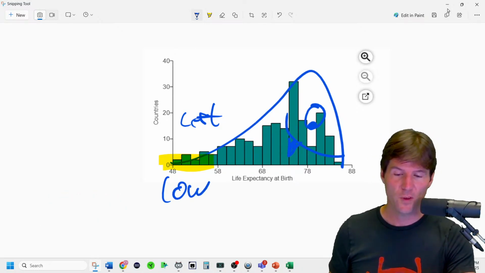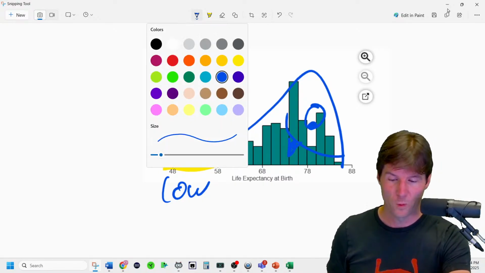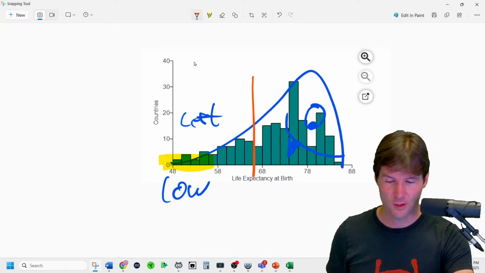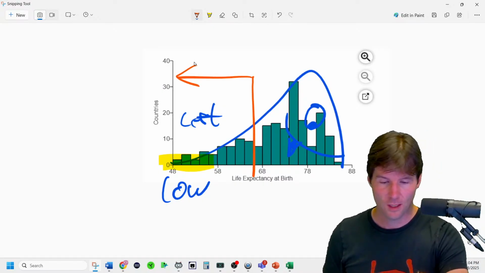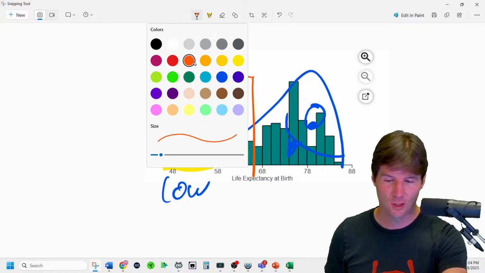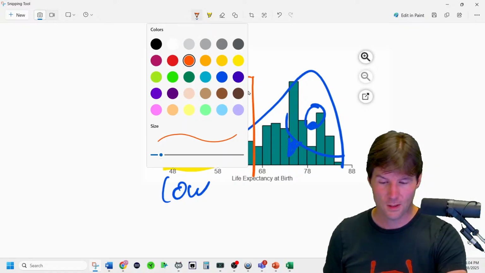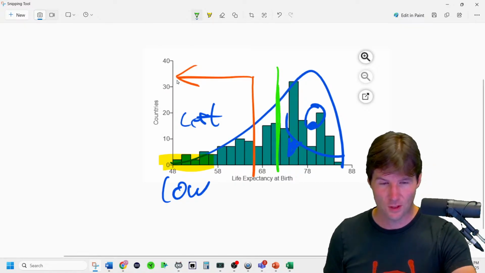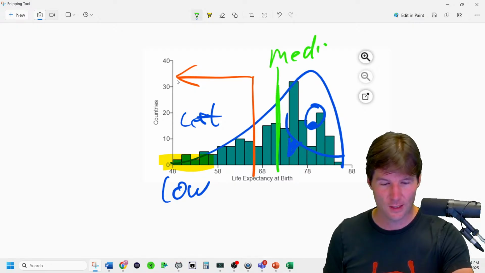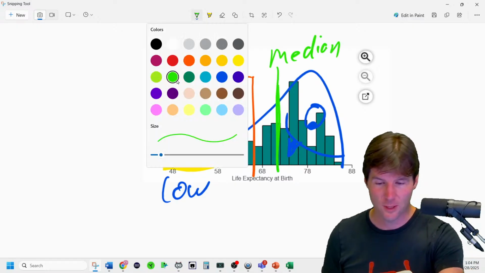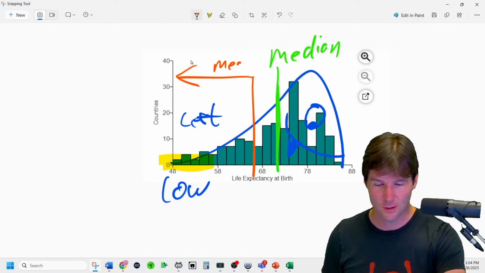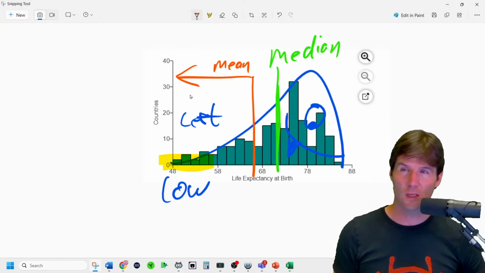Now, what follows the skew? What concept follows the skew? The mean, you're right. So the median is going to be higher for this. The mean follows the skew. Good notes from class. So the mean follows the skew.